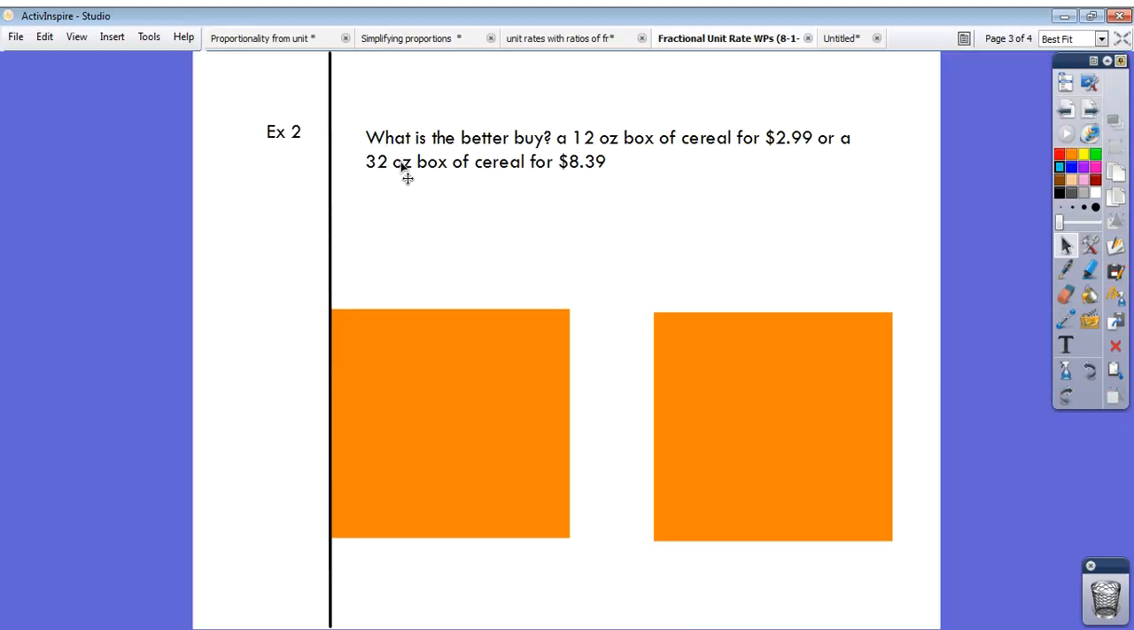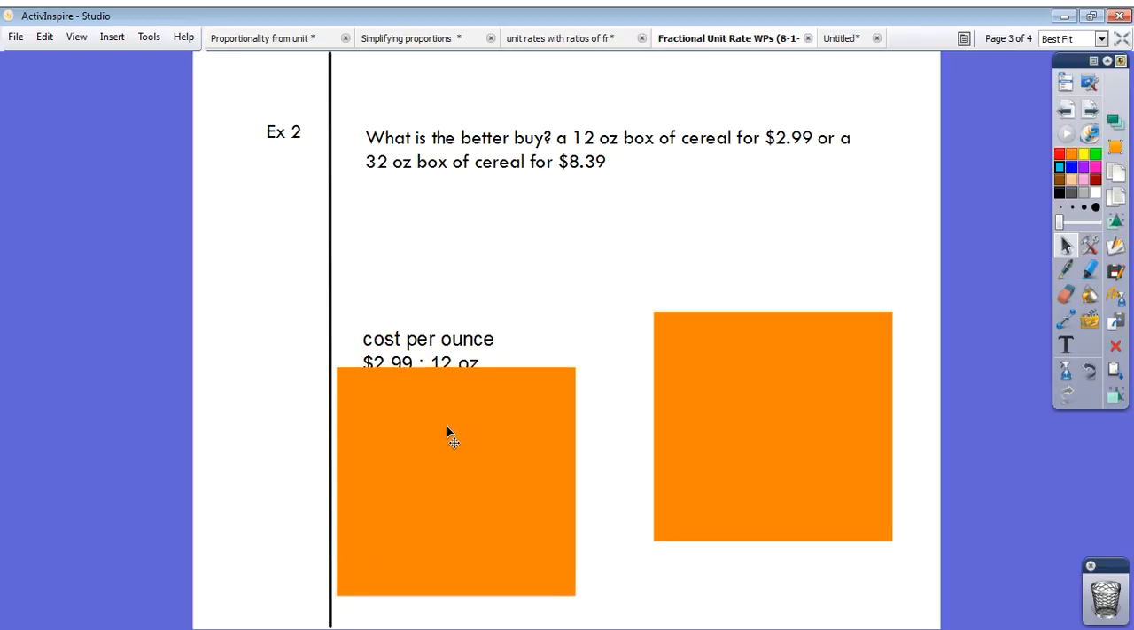Okay, example 2. What is the better buy? A 12-ounce box of cereal for $2.99 or a 32-ounce box of cereal for $8.39? Here, I can tell that we're going to need to do 2 different computations. One for our 12-ounce box and the second for our 32-ounce box. And we're going to have to see which one is a better buy.